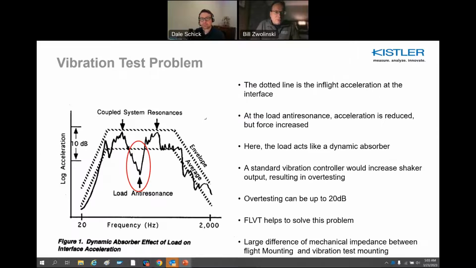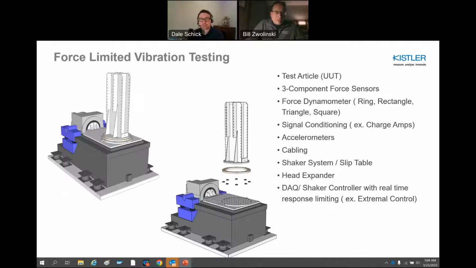So it just gives you a perspective that there are considerable levels of acceleration and force during launch and flight. So the classical vibration test problem is that the dotted lines are the in-flight acceleration at the interface, and what you try to do is control the vibration between those levels. Because of the load anti-resonance, a standard vibration controller would increase the shaker output, resulting in overtesting. And that overtesting can be up to, say, 20 dB. So force limiter vibration testing helps solve this problem by reducing those levels considerably. There's a large difference in mechanical impedance between the flight mounting and the vibration test mounting, and that's a highlight of the benefit of force limiter vibration.